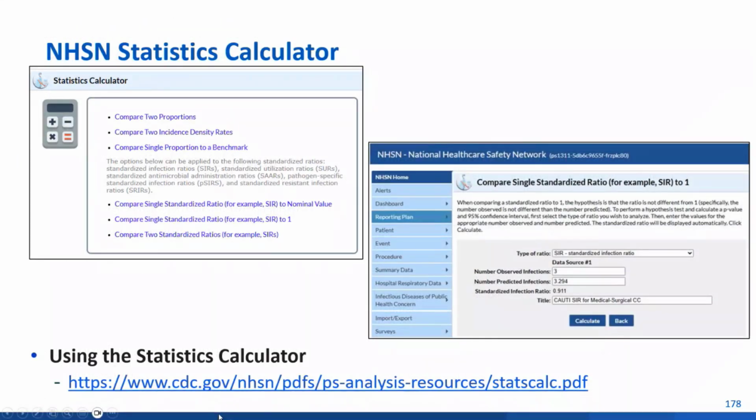All right, and finally, I want to highlight the statistics calculator that is available in the NHSN application. This resource can be used to calculate the SIR, and there are 6 options available. These are all detailed in the guide linked at the bottom of the slide. So please be sure to check out this resource. And if you have any questions, we are here to support you.